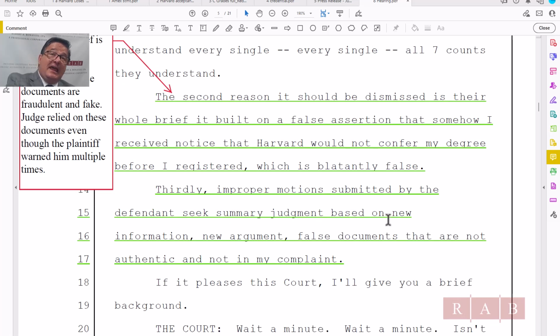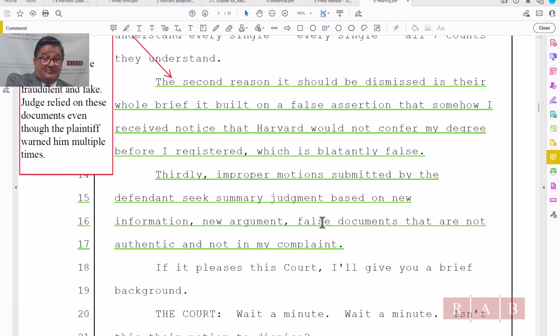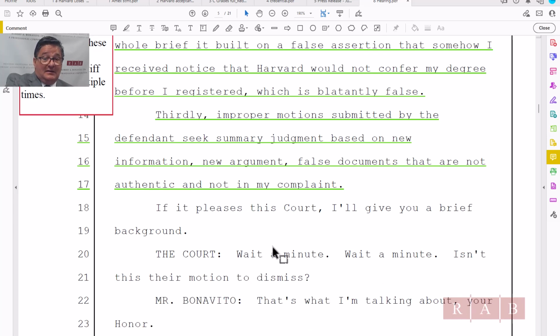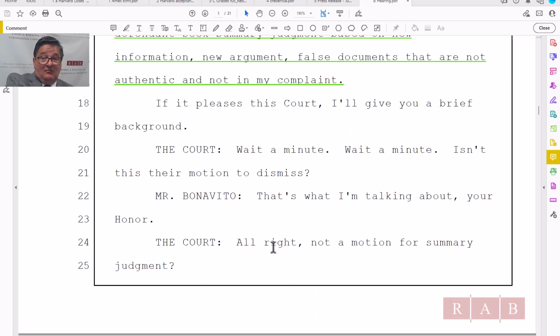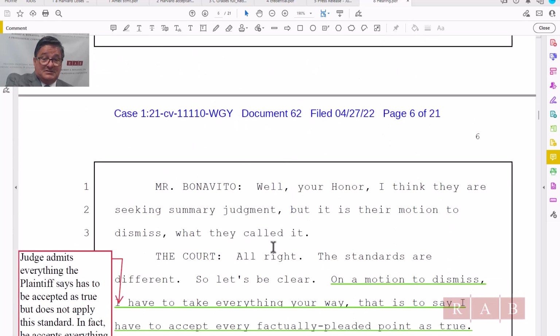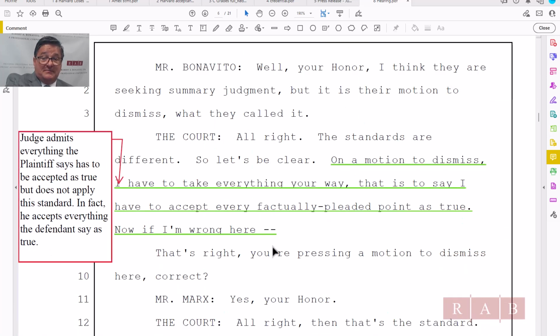Summary judgment is after you have discovery. There's no discovery here, right? So they have new documents, new information, and false documents in their motion to dismiss, right? I say the false documents are not authentic and not in my complaint, okay? Right there, the case should be over because they can't submit false documents.